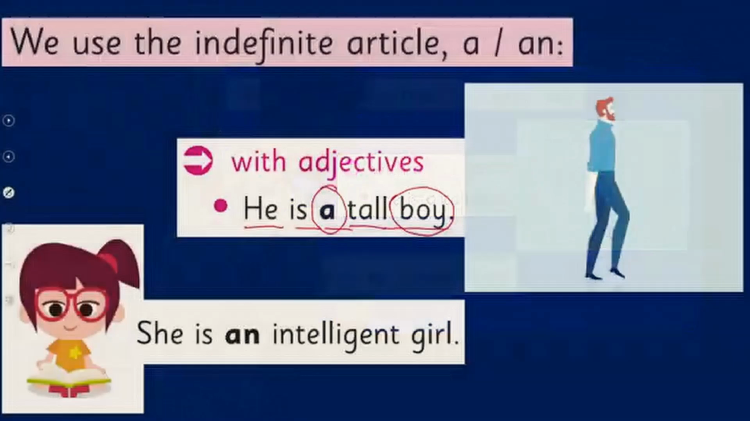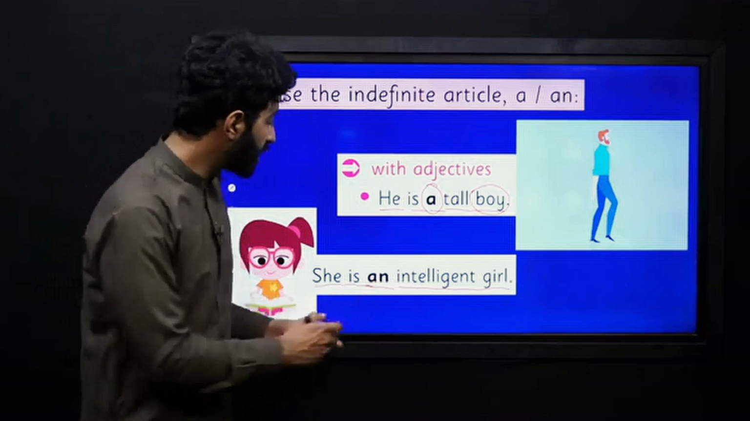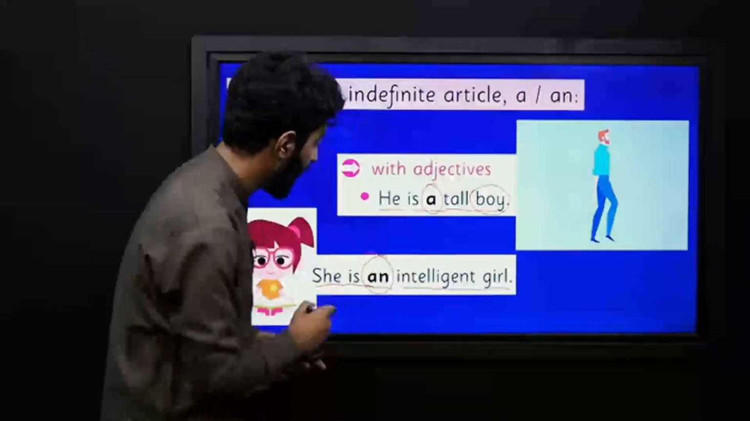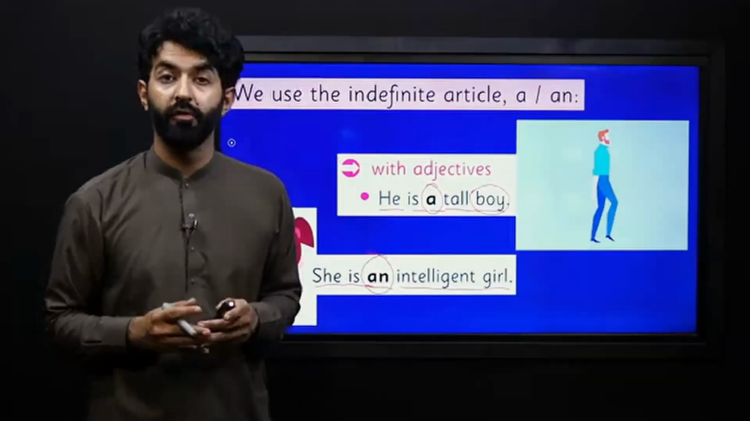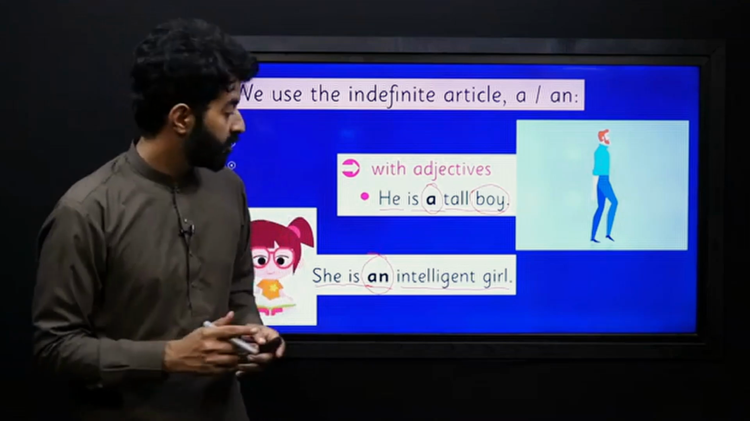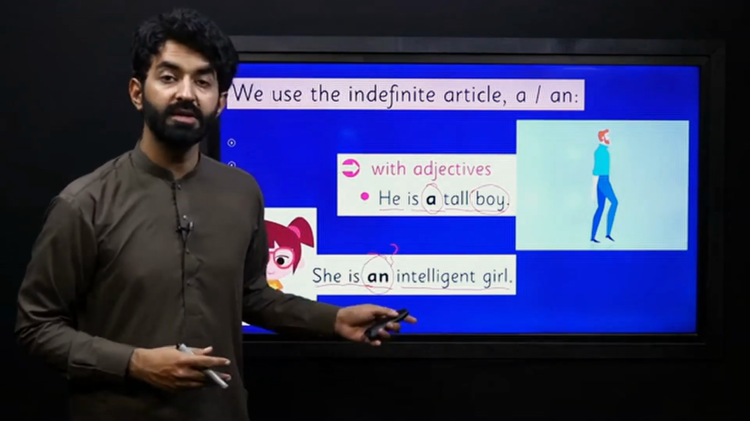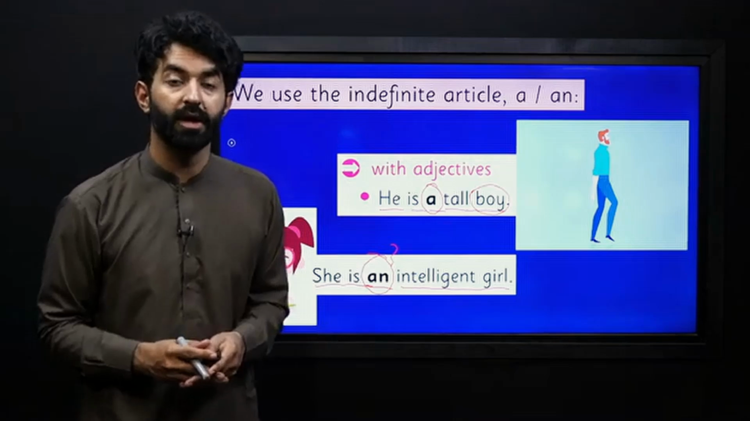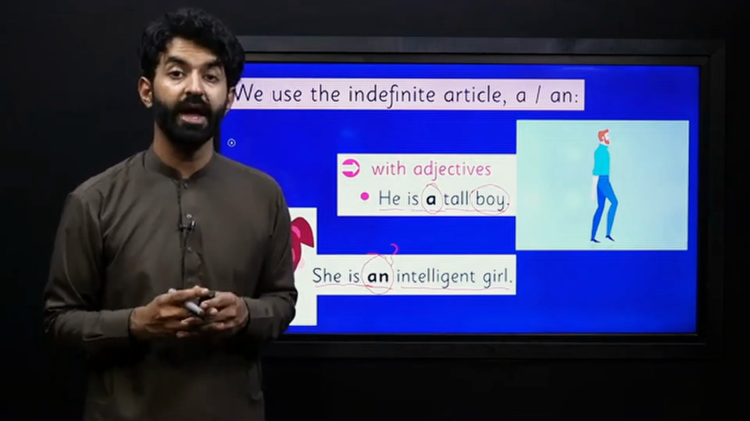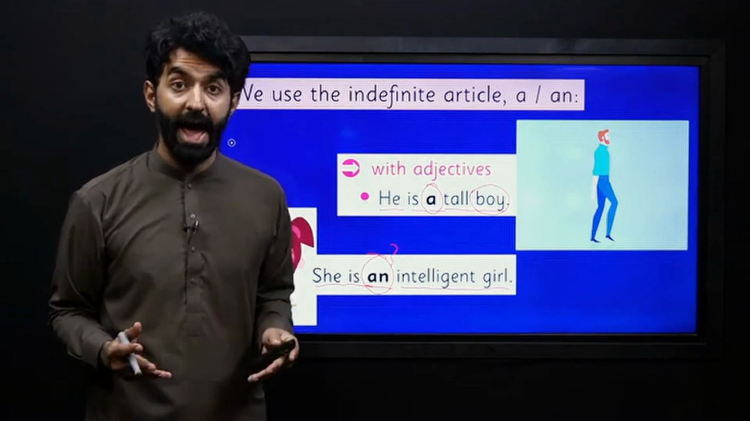Here we have another sentence. She is an intelligent girl. Yes, intelligent here is an adjective. So we are using the article an here before the adjective. Why not a? Why an? We know that this adjective is beginning with a vowel. So that's why we use an before it.